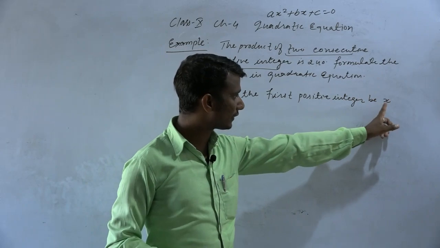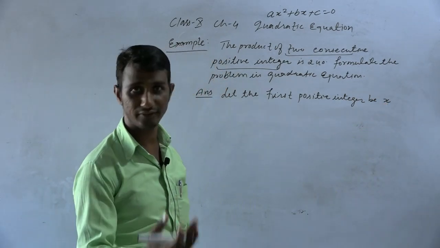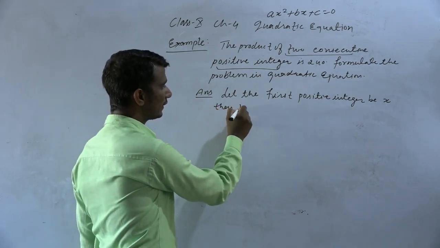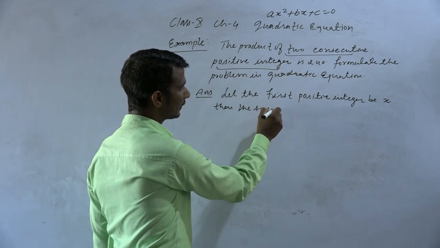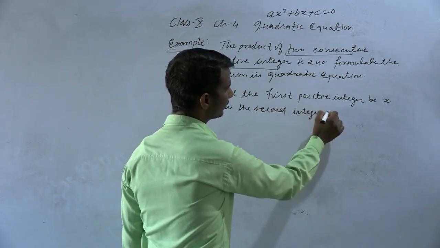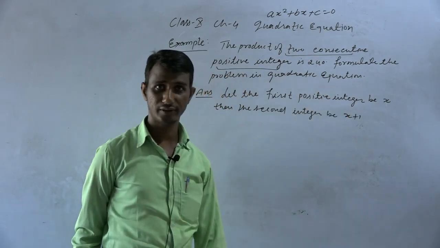If the first number is x, which number is next? For the next number we add 1. Therefore, we can say the second integer will be x plus 1, right?